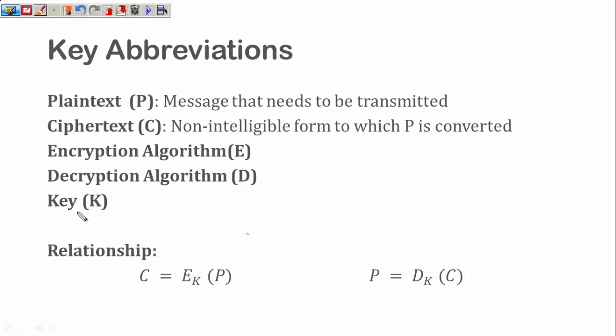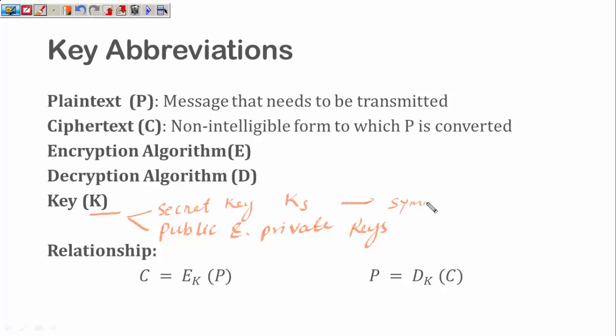Now another key thing that you must know is that keys are again of two types. One is secret keys, which I will refer to as KS, and then there are public and private keys. By the end of this course you would be able to identify both, but keys are of two kinds. You just have to keep that in mind. So this basically deals with symmetric key crypto, and this is with asymmetric.